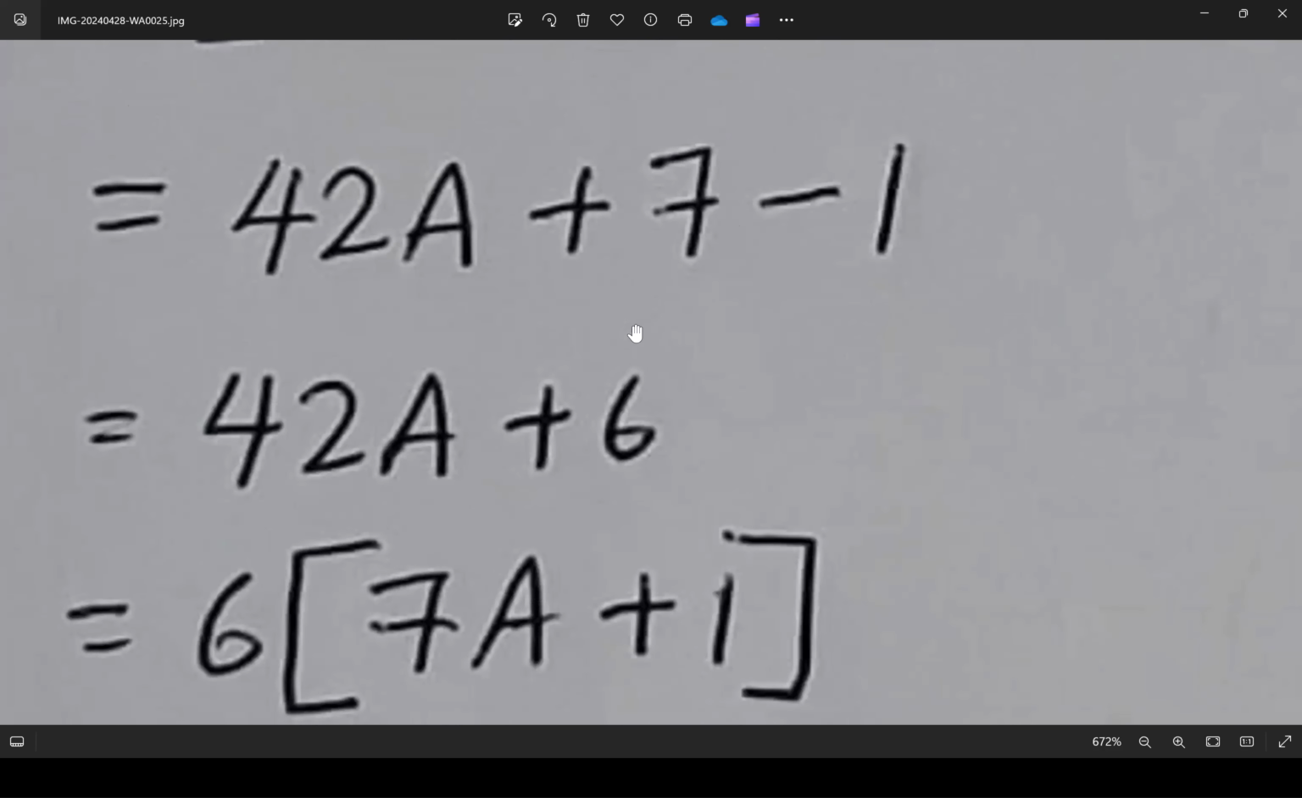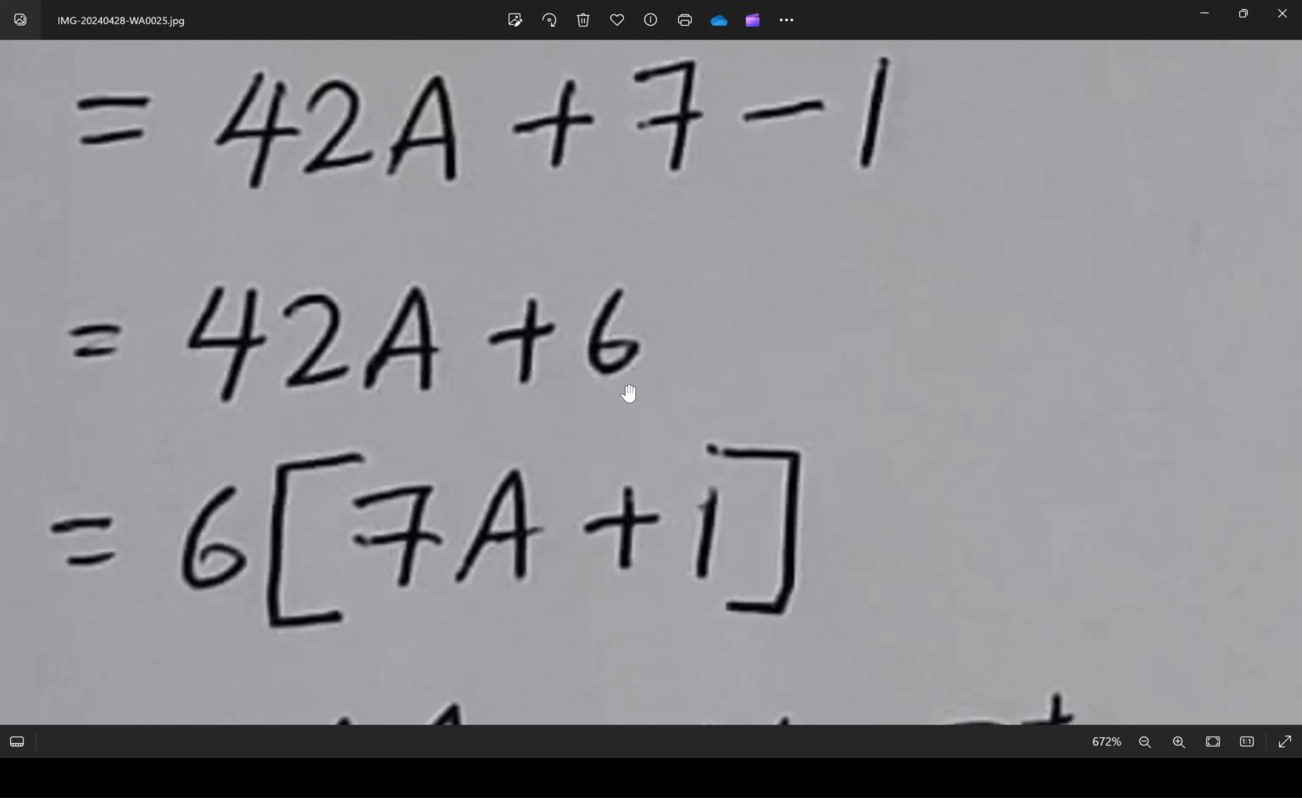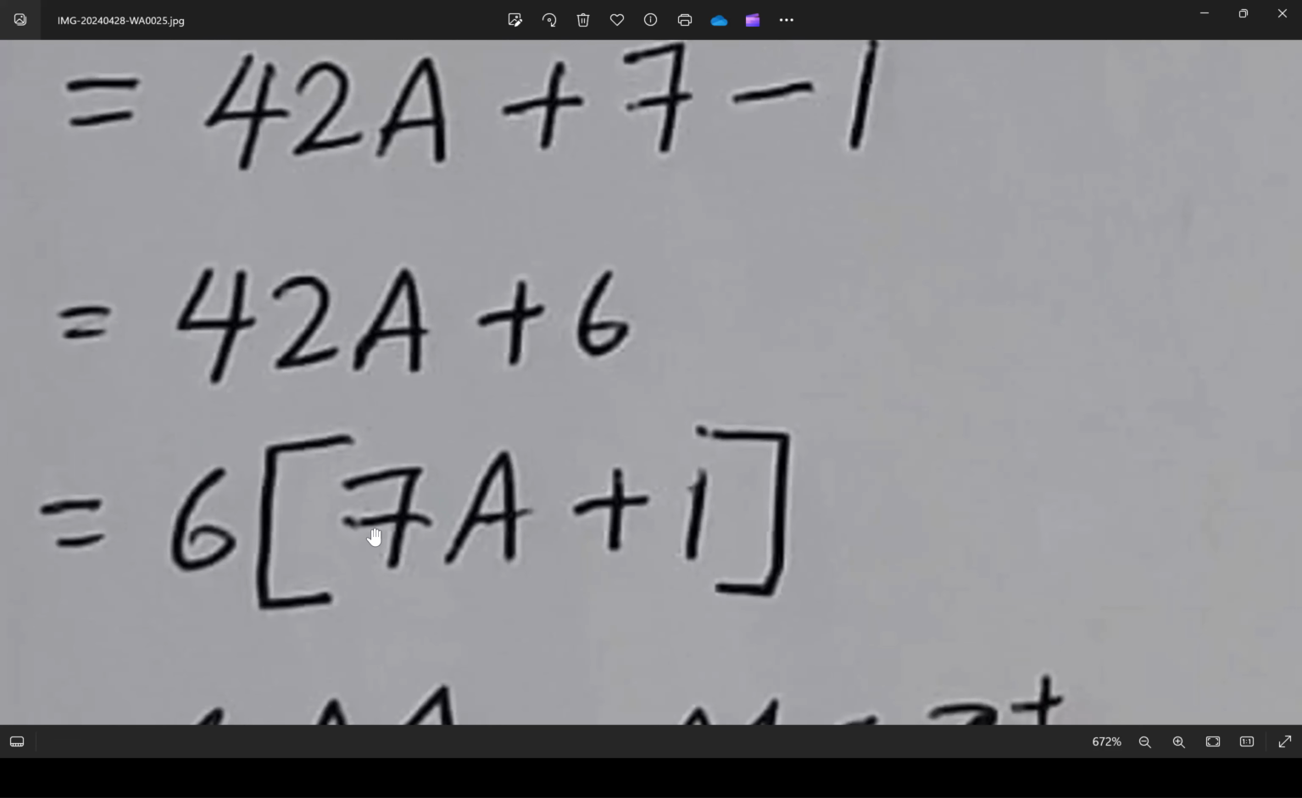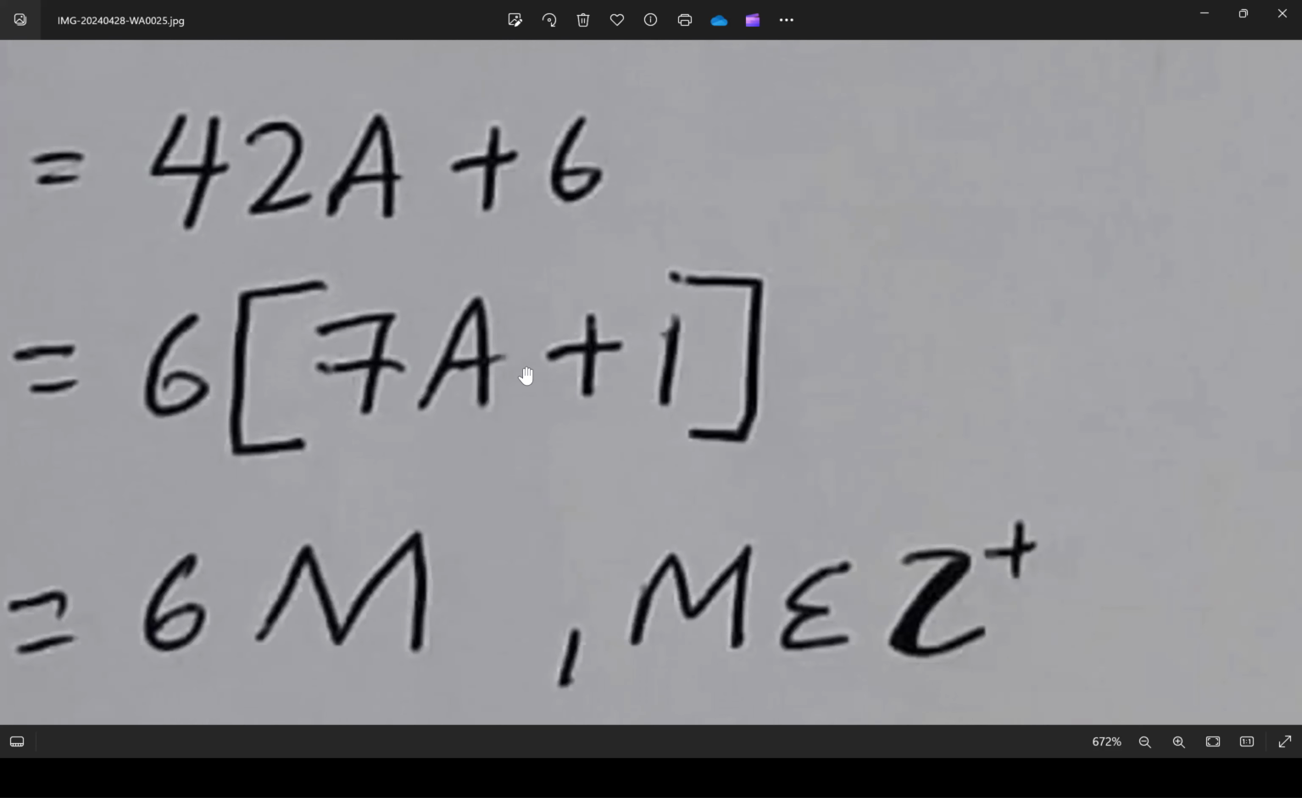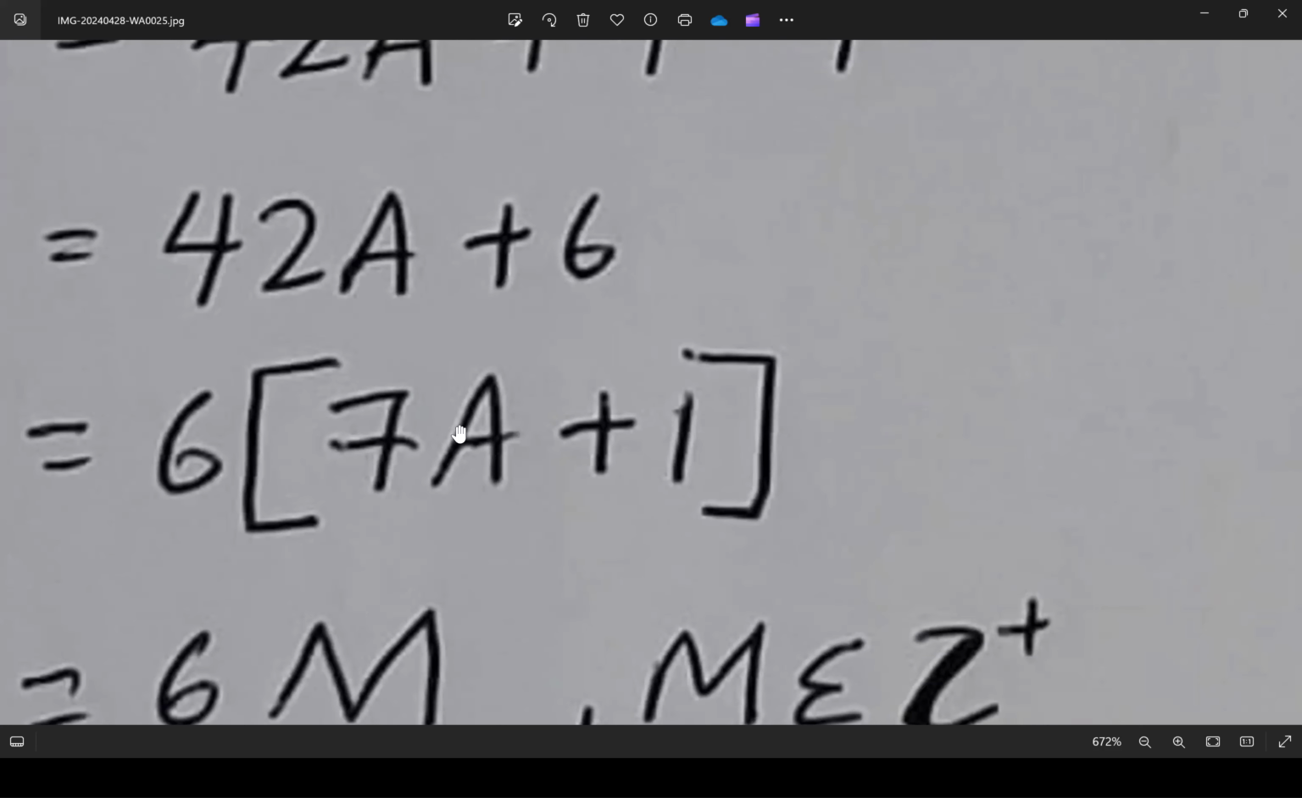We have 7 minus 1 gives us 6. And look at that now, right? 42 and 6 are both divisible by 6, right? If we factor out 6 outside, we have 7a plus 1. If a is an integer, which we said it was, then 7a is an integer, right? 7 times an integer will be an integer. And if we add 1 to an integer, it will still remain an integer.